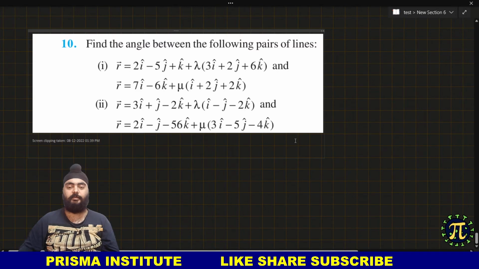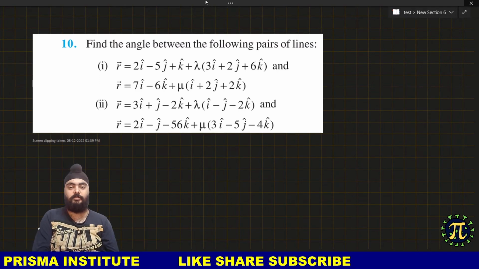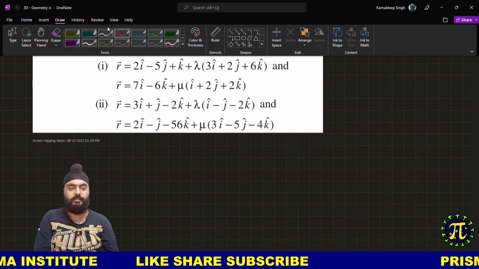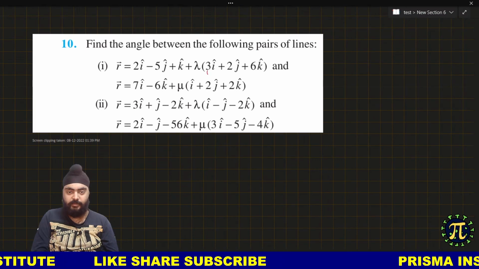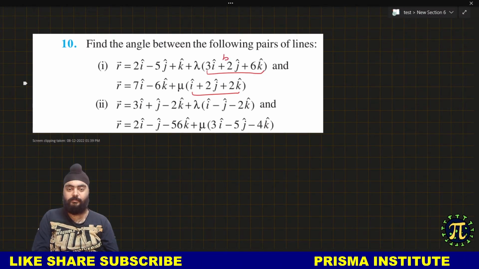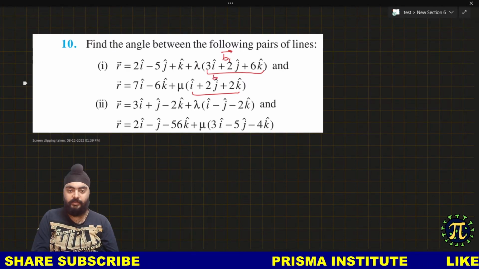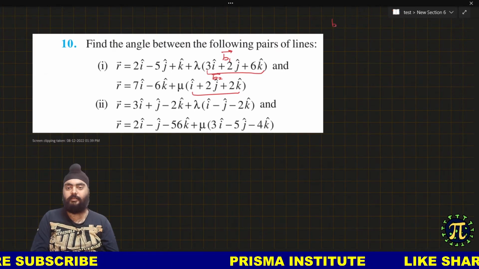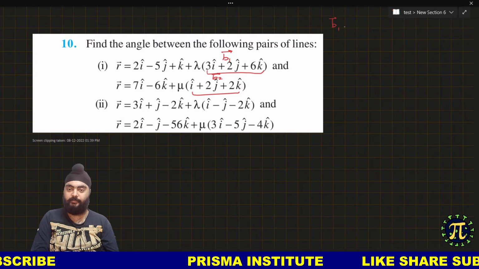So find the angle between these pair of lines. So this is very easy, one mark question है. So this is the b1 vector, this is the b2 vector, ठीक है? b1 vector, b2 vector, these are vectors. b1 and b2 क्या है? Vector parallel to line 1 and line 2, right? ठीक है?